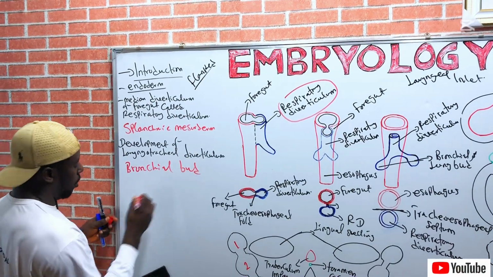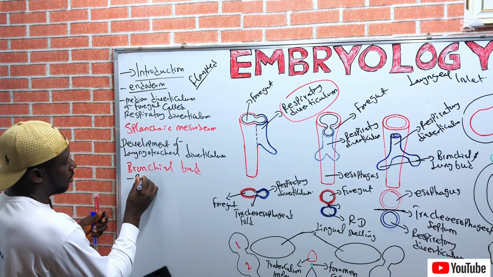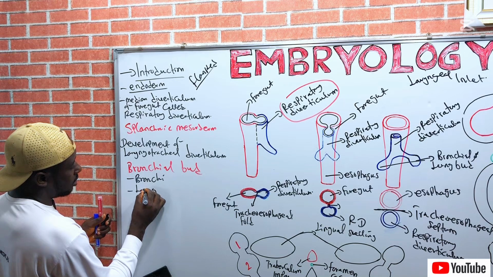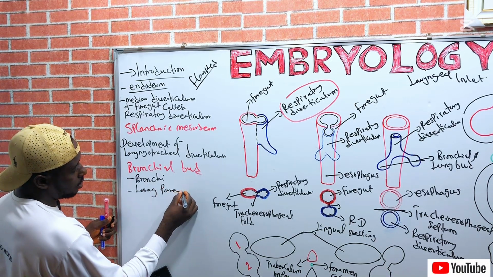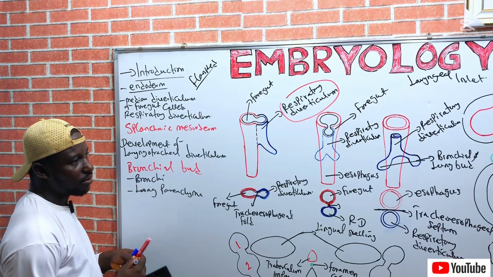Bronchial bud forms two structures, the bronchi and lung parenchyma, right? Okay.